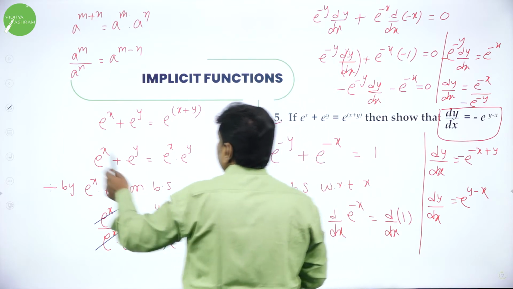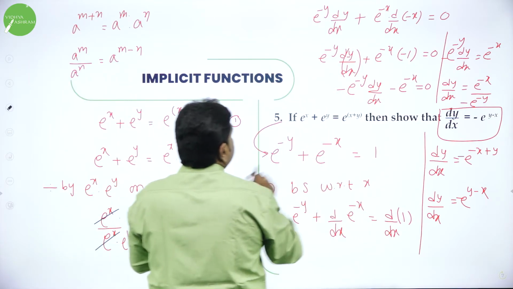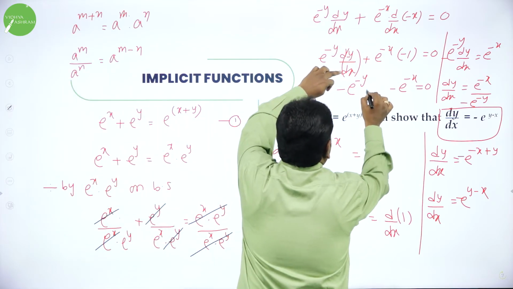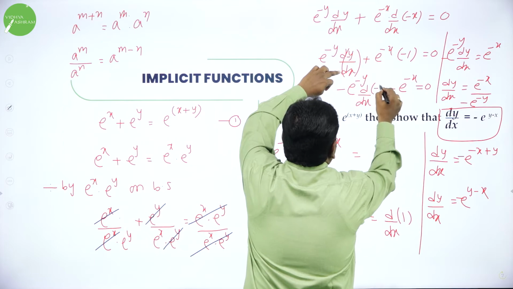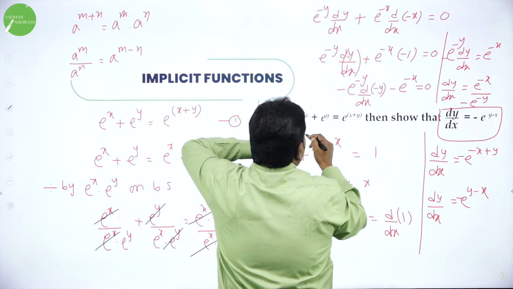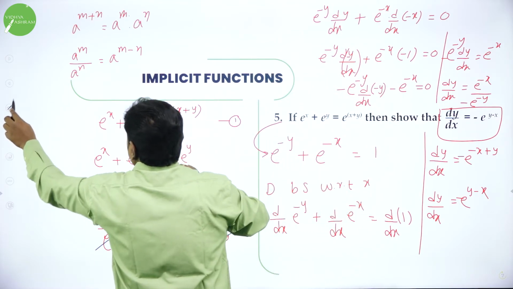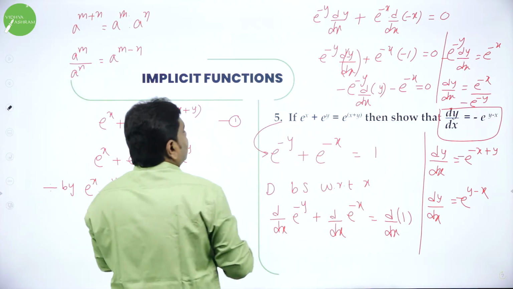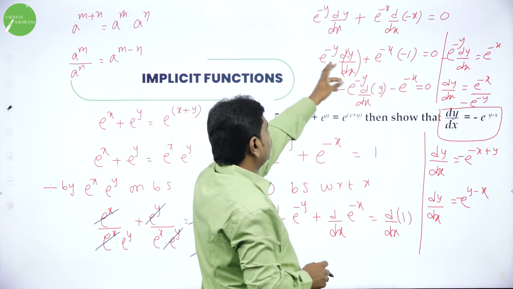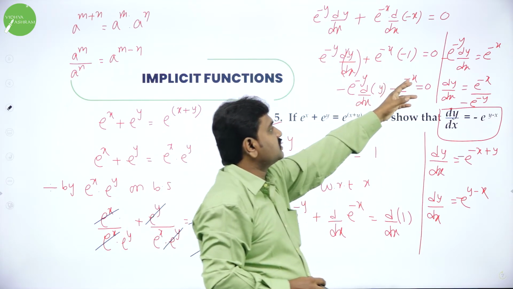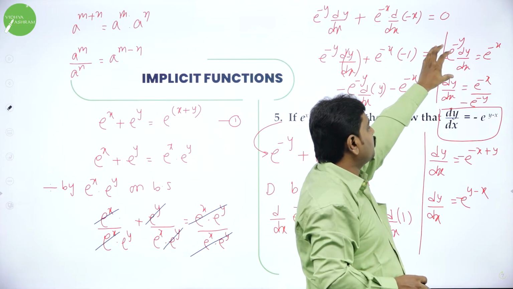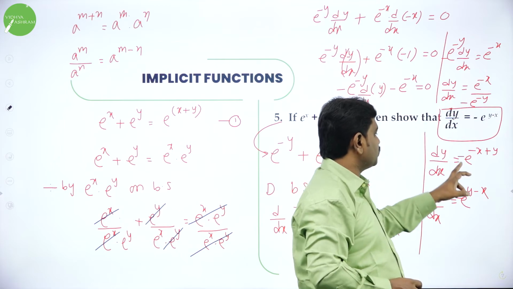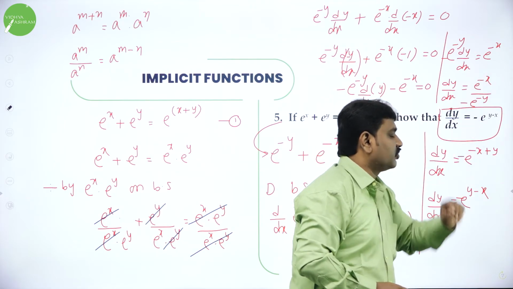What is d by dx of minus y? d by dx of minus y is minus, take it out, dy by dx. So minus e power minus y dy by dx, minus e power minus y, transfer that side, it will become divided by minus e power minus y, and minus by minus is plus, and e power minus y goes up and it becomes plus e power y.